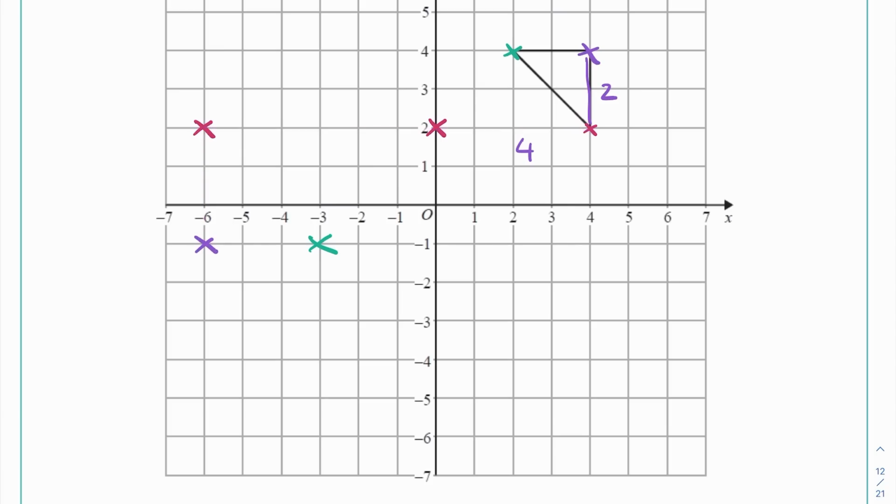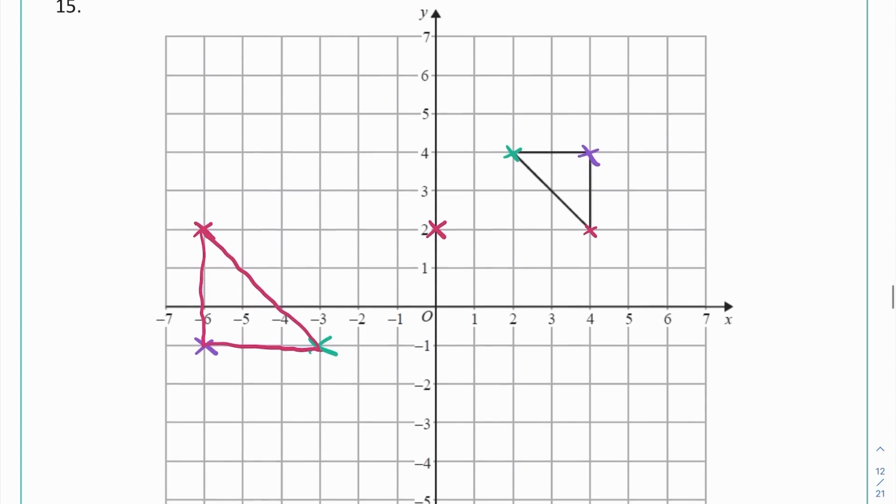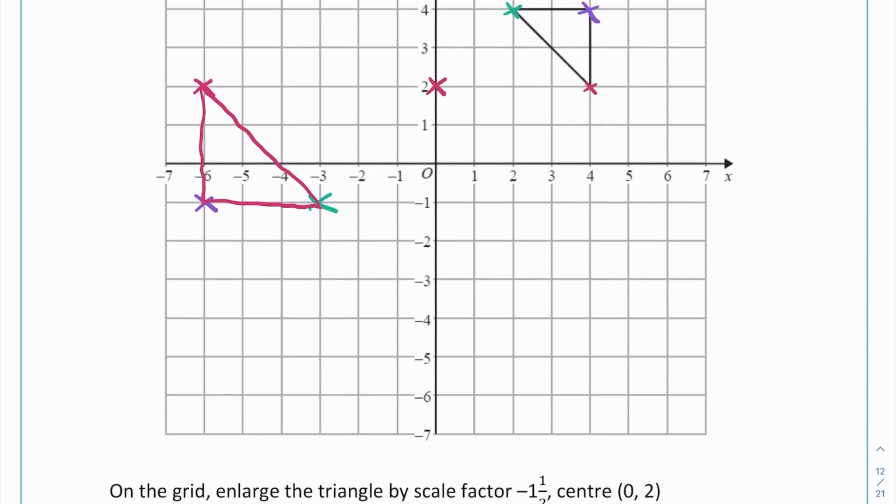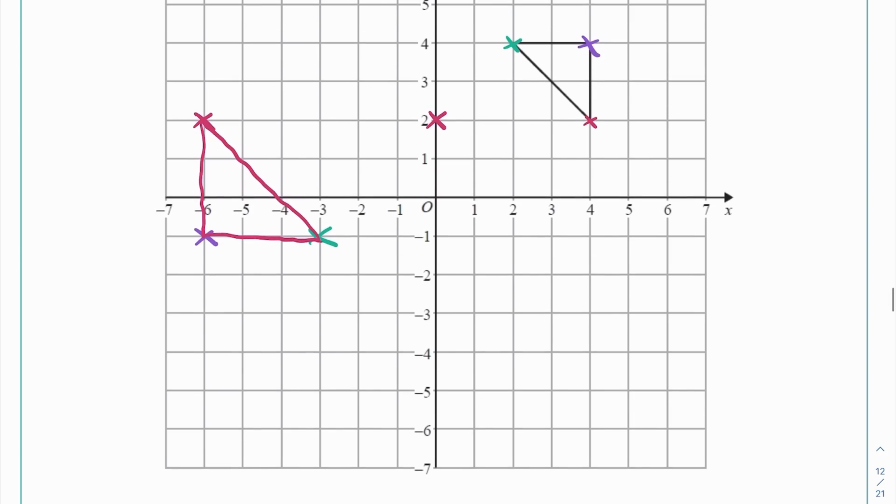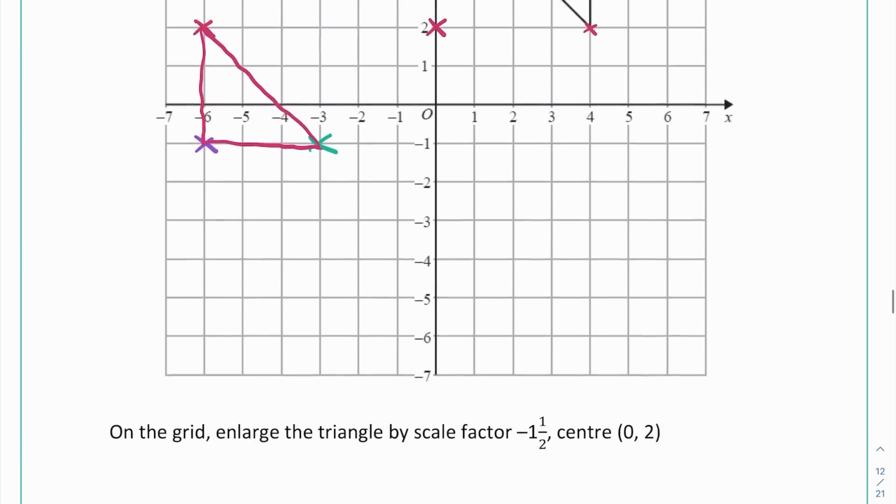And there we go, that's all done. And we can connect those together. 1, 2, 3 sides, and there we go, that's been enlarged by a scale factor of negative 1.5 from the centre 0, 2. And there we go, that is a negative enlargement.